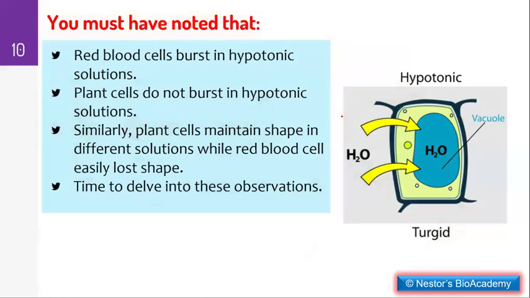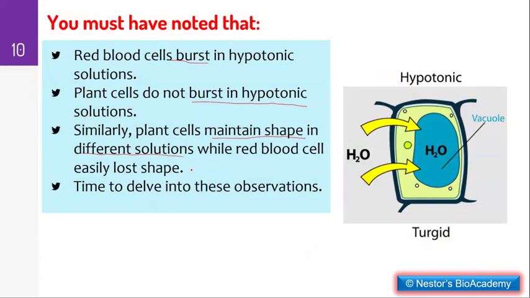Over to other observations, you must have realized that red blood cells will burst in a hypotonic environment, but the plant cells do not burst in a hypotonic environment. You must have also realized that the plant cells maintain their shape in different solutions, while the red blood cells were easily losing shape. They were either becoming crenated or they were becoming lysed.